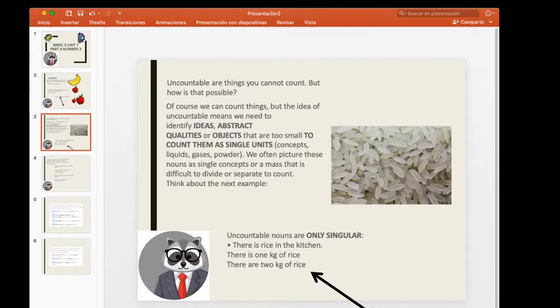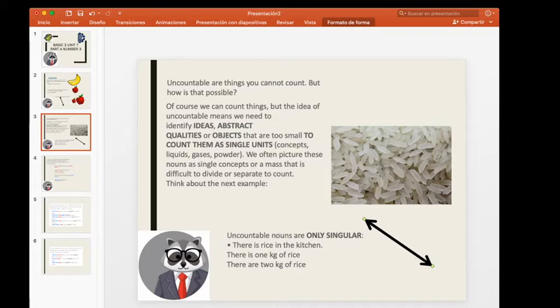But what about the uncountable things? Uncountables are things you cannot count. But how is that possible? Of course, we can count things, but the idea of the uncountable means we need to identify ideas, abstract qualities, or objects that are too small to count. For example, if we have rice, when we arrive at the market, we don't say, please give me 2,000 rices. No, we say, give me 1 kilo of rice.